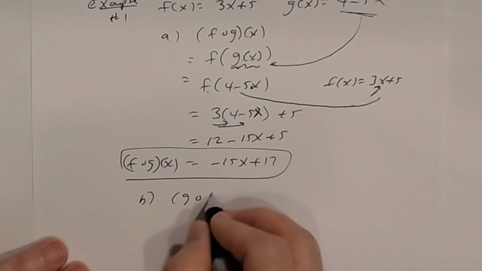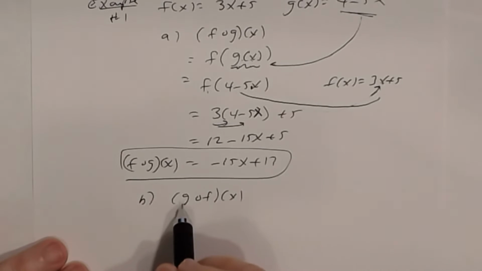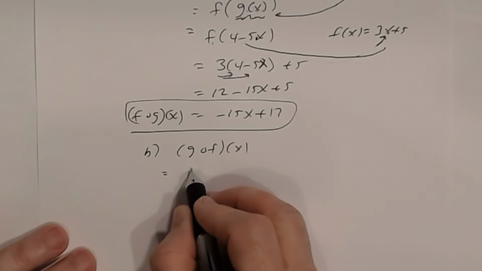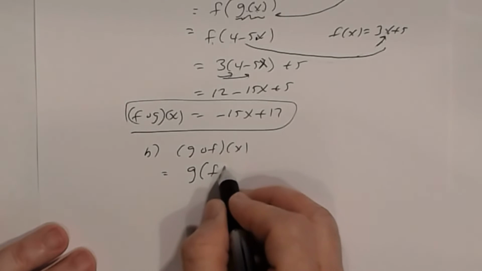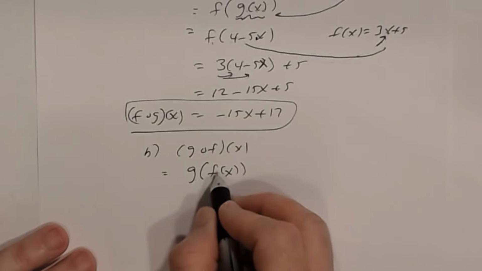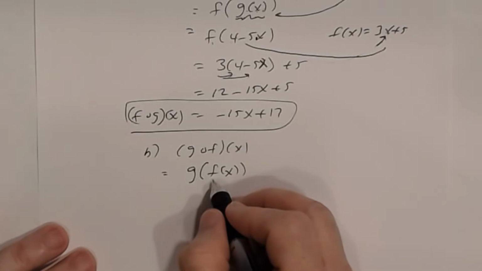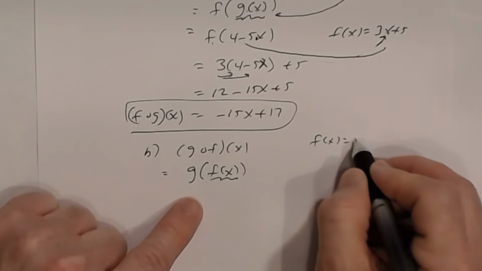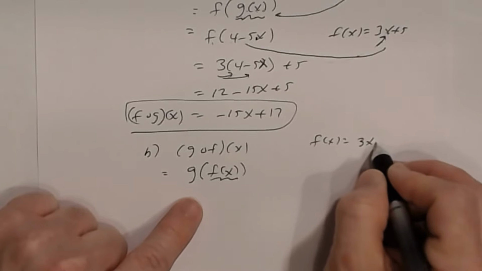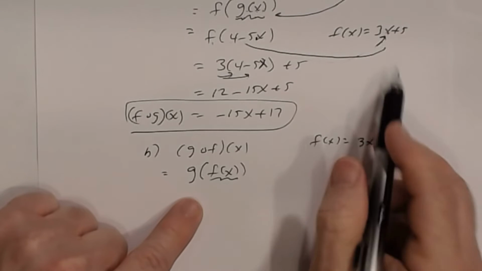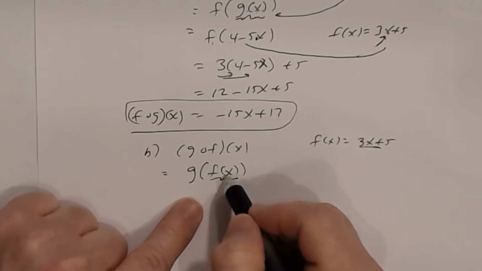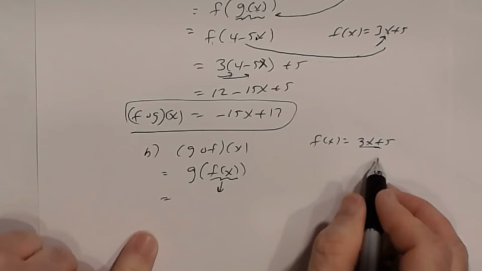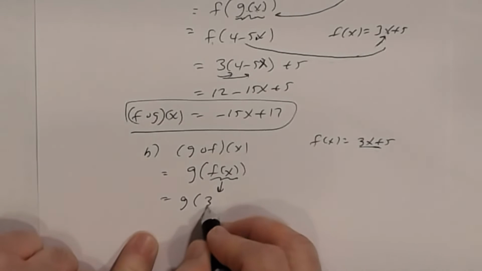Okay, B, let's look at B. Suppose we want to find g composed with f at x. So this time g is listed first, right? So by definition, that means g of f of x. Based on our discussion, we do the inside first. So I got to find out f of x. Remember, f of x is 3x plus 5. So that goes inside now. I'm going to replace f of x with this, so that becomes g of 3x plus 5.